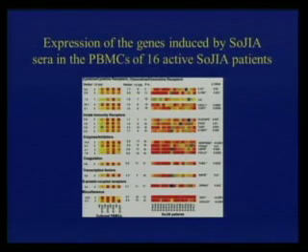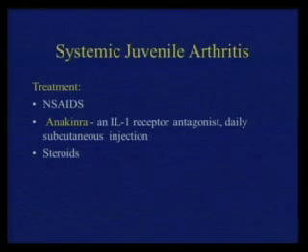So this is a research picture which is basically showing that this red thing is upregulation of IL-1 in patients who have, this is gene sequencing in patients with systemic JIA, showing that IL-1 is upregulated.